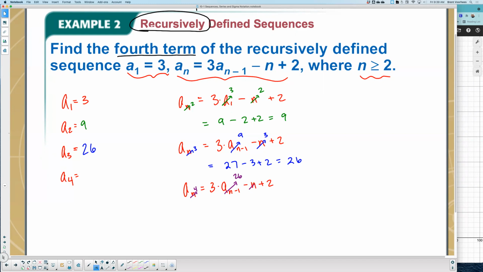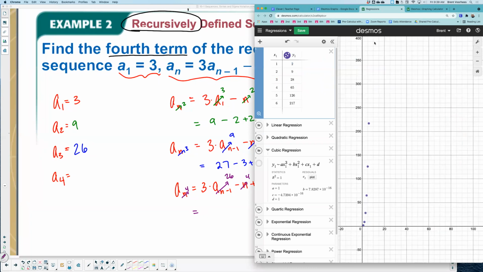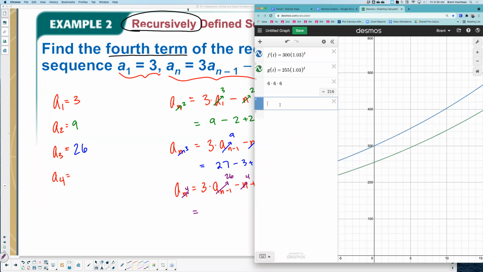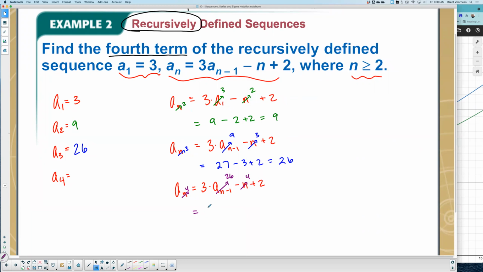What is n this time? 4. So when we go to simplify, 3 times 26, 78, I believe. I'm going to use blank graph here. I think I already have one open. Yep. 3 times 26 is 78. So it's 78 minus 4. What's 78 minus 4? 74, plus 2 more? 76. That's our solution right there.